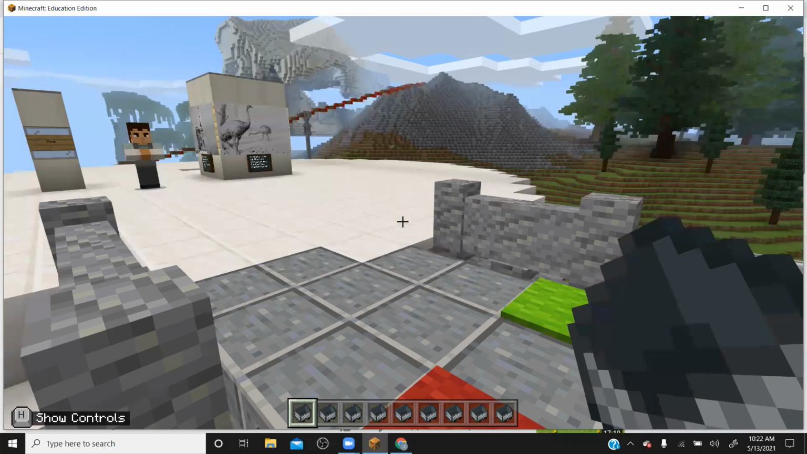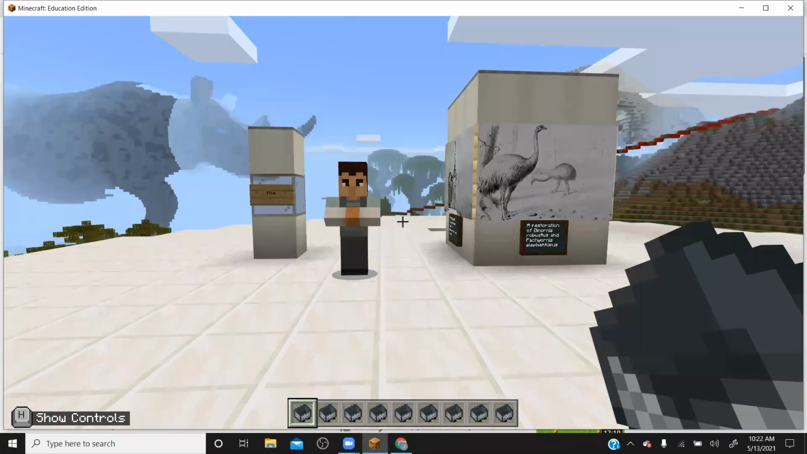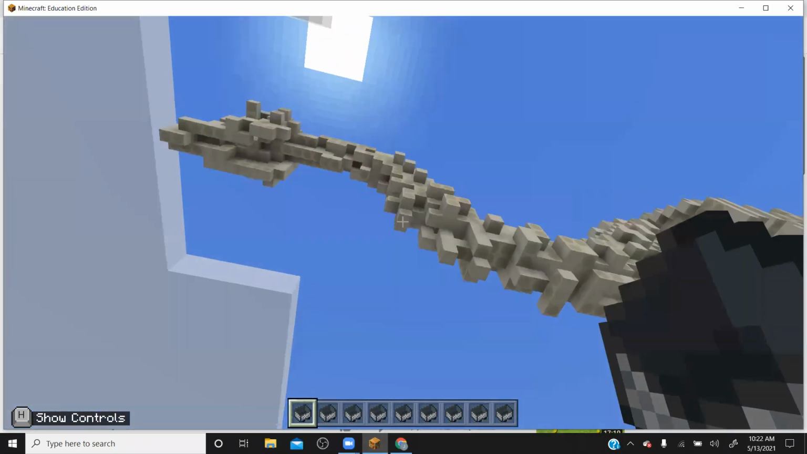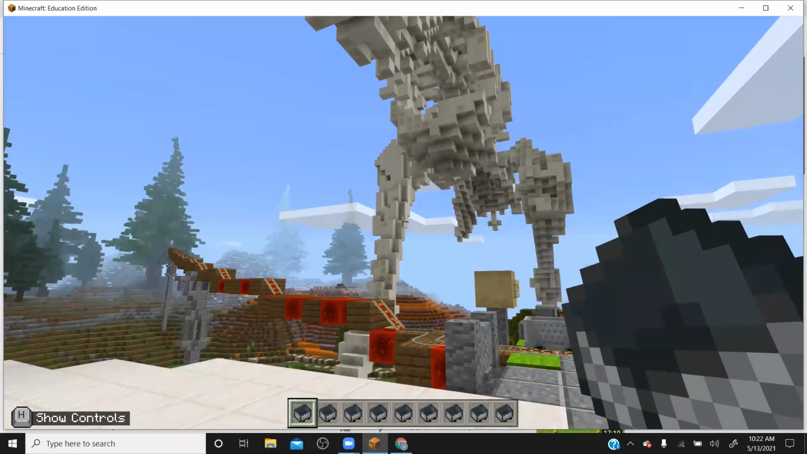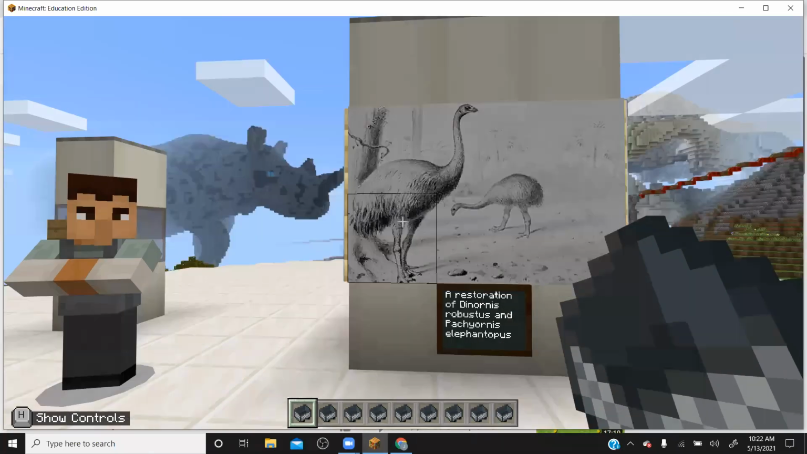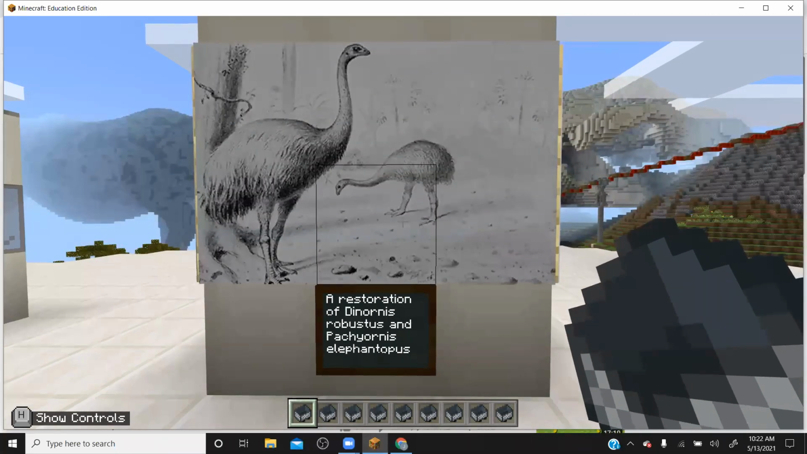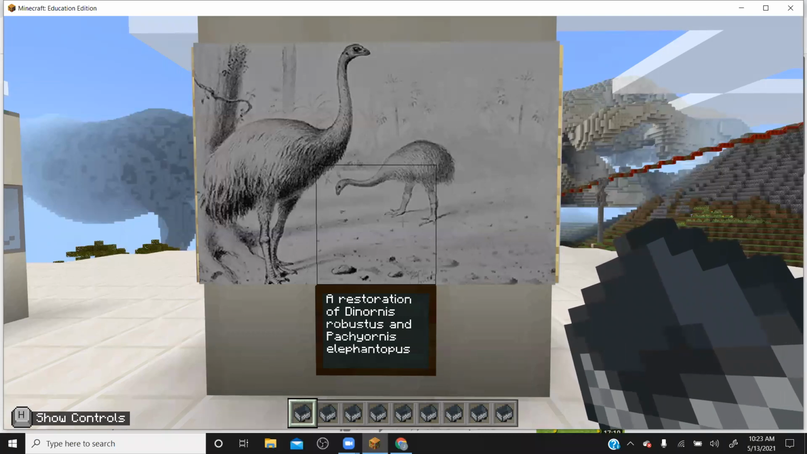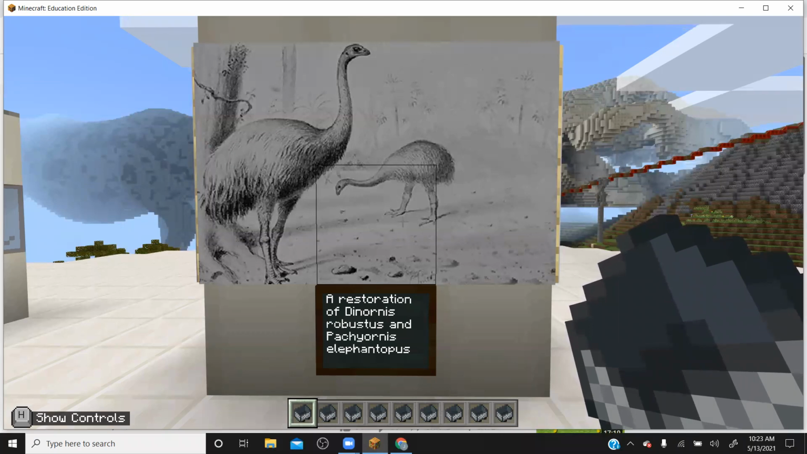Now, when we built in the classroom for this lesson, we would build with these types of pieces and build these cool skeletons. If you came into the VLA field trip world, you may have seen our big old dinosaur bones, that skeletons that are erected. This is a restoration of the Dinornis. I don't think I'm saying that right. Robustus and Pachyornis elephantopus. Again, this is why Mr. Mcguire went into art.